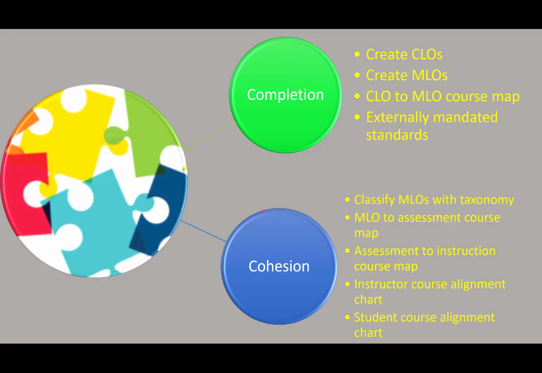So to give you an idea of how we can use the UBD framework, I'm just going to take you through my process. When I went through the design process for this course, I divided what I was doing with the UBD process into these completion and cohesion domains. And with the completion aspect of things, we have creating our objectives and then mapping our objectives onto one another.